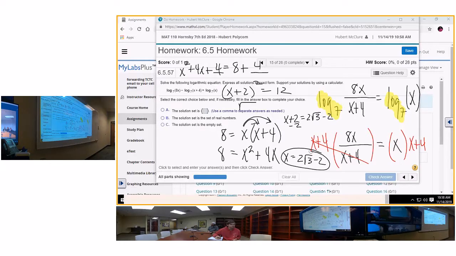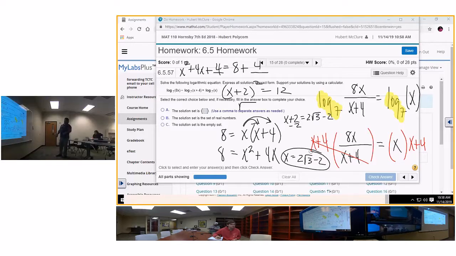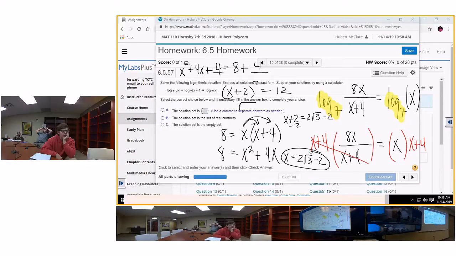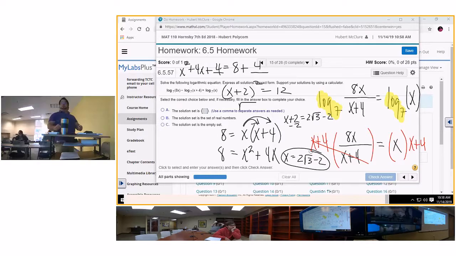What? I was kind of thinking about something else when I said it. Well, I might be wrong, but that's what I got. Isn't it plus or minus 2 square root of 3, minus 2? Plus or minus 2 square root of 3.